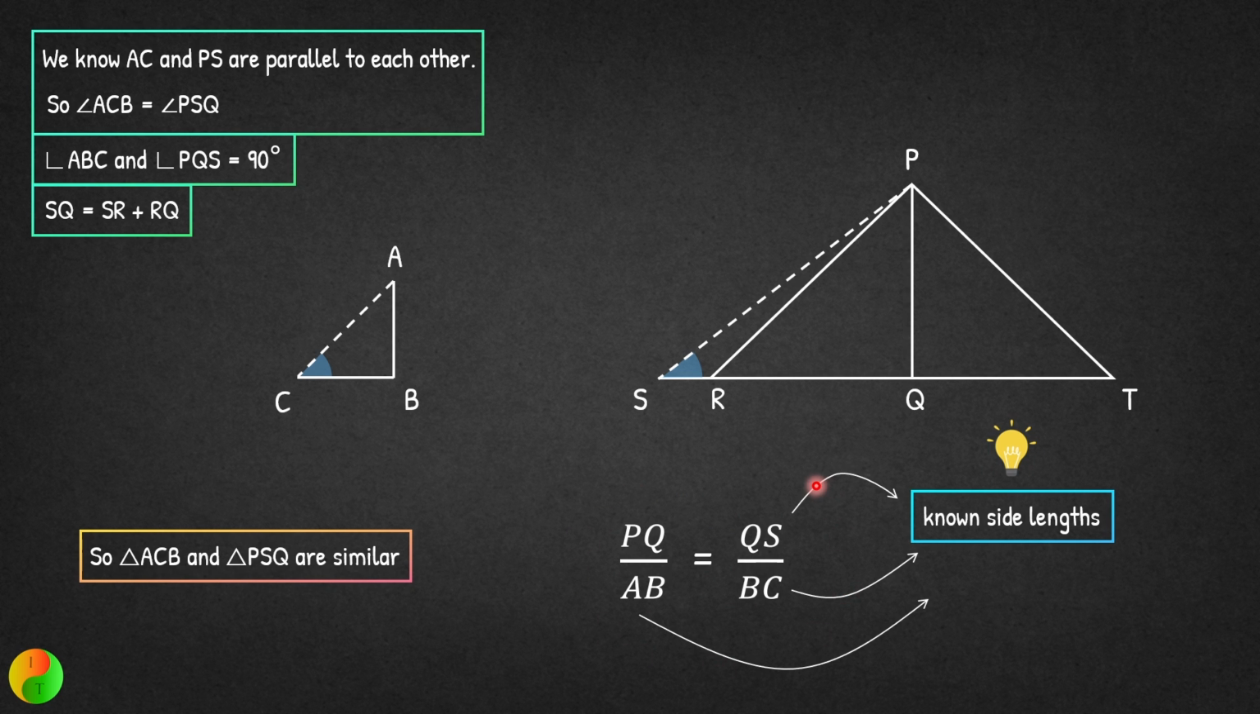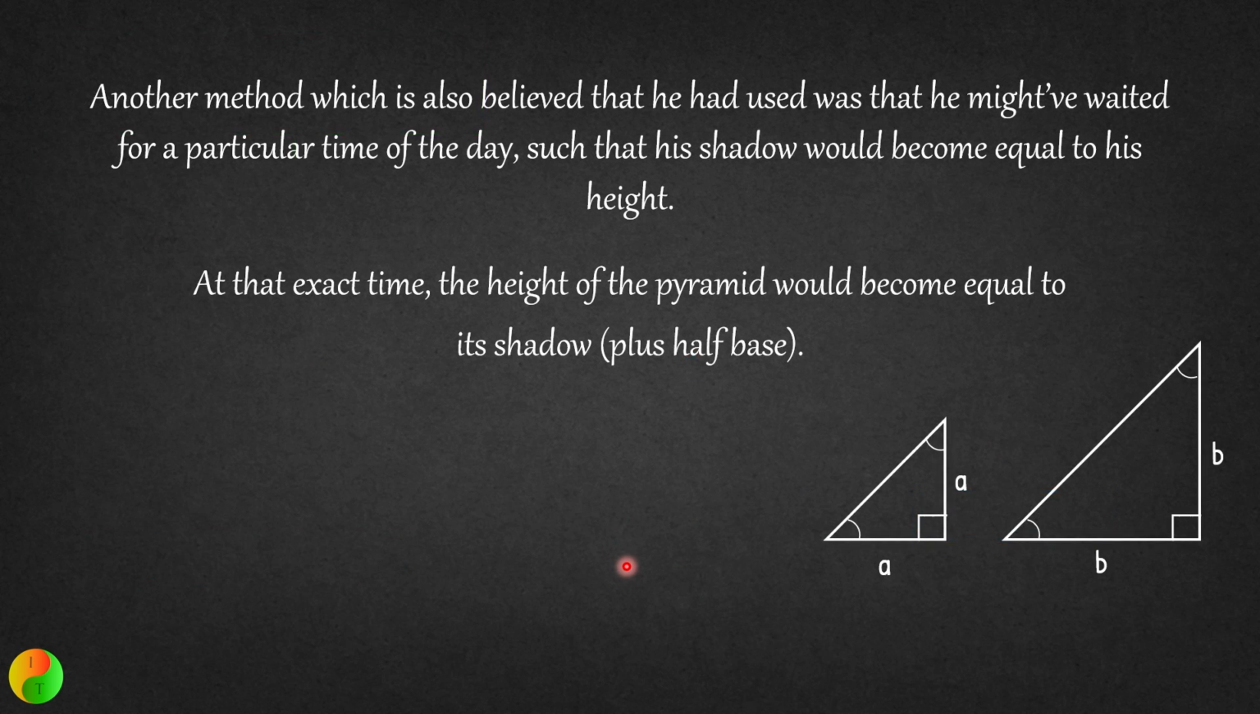So from this equation, one can easily evaluate the value of PQ. Another method which is also believed that he had used was that he might have waited for a particular time of the day such that his shadow would become equal to his height. At that exact time, the height of the pyramid would become equal to its shadow plus half the base.